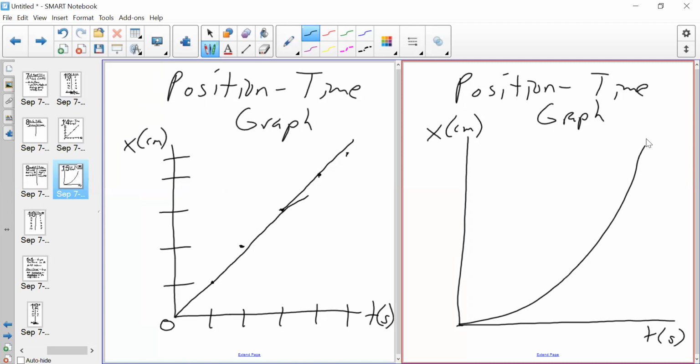Dramatically growing position. And this would be the graphical depiction of a car speeding up or accelerating. And then we go to velocity time. We're going to see that the velocity is going to increase as we're speeding up. And then the acceleration is going to be constant, because the slope of that velocity is going to be your acceleration. We'll get to all that.